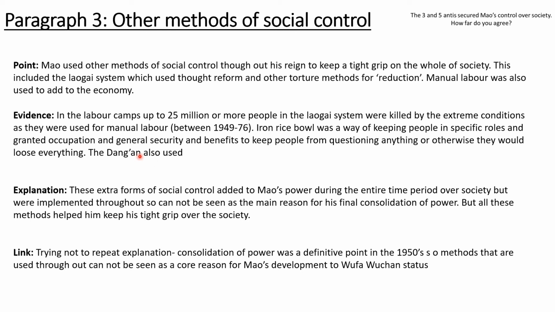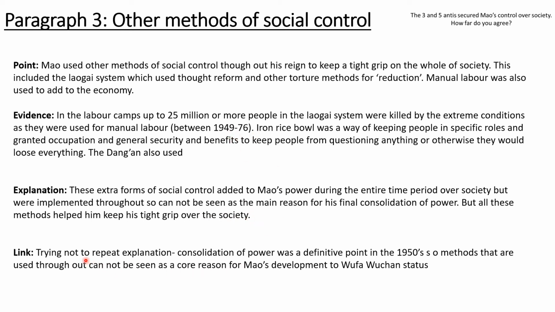So the explanation for this evidence is this: these extra forms of social control added to Mao's power over society during the entire time period, but were implemented throughout, so cannot be seen as the main reason for his final consolidation of power. So I'm looking at that secured part of the question, where Mao's control was completely reinforced by the other campaigns, the 3 and 5 Antis, along with the 100 Flowers campaign. These just sort of backed up part of his power. But all of these methods helped him keep his tight grip over society within this time period.